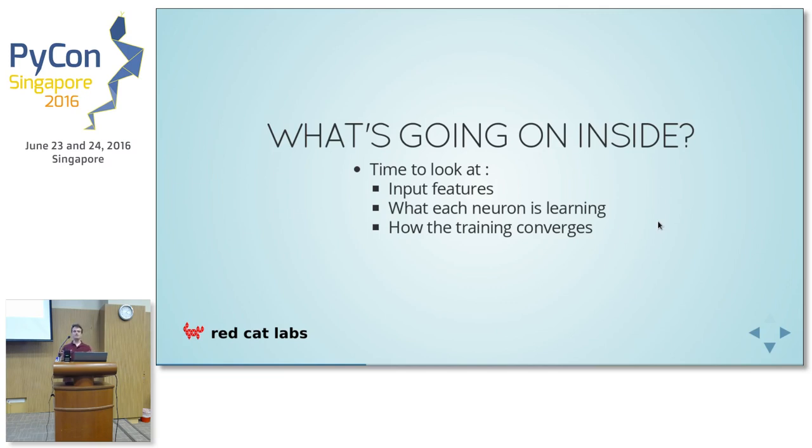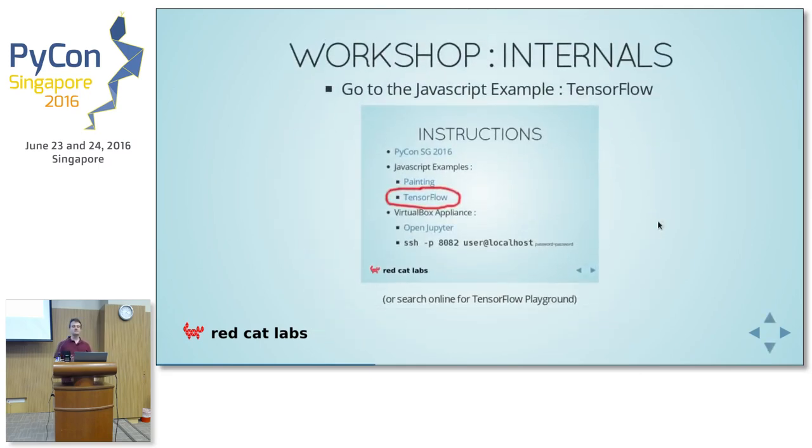First, we're interested in what features we're using. For that image, we were just using coordinates and color. But for sound, you'd want to use the waveform or the Fourier transform or some other features. Or for words, you may want to featurize these in some way. Then inside, you want to figure out what each neuron itself is learning. It's great that the whole thing learns something, but what's actually going on, and how is this converging? That's what the next thing is.